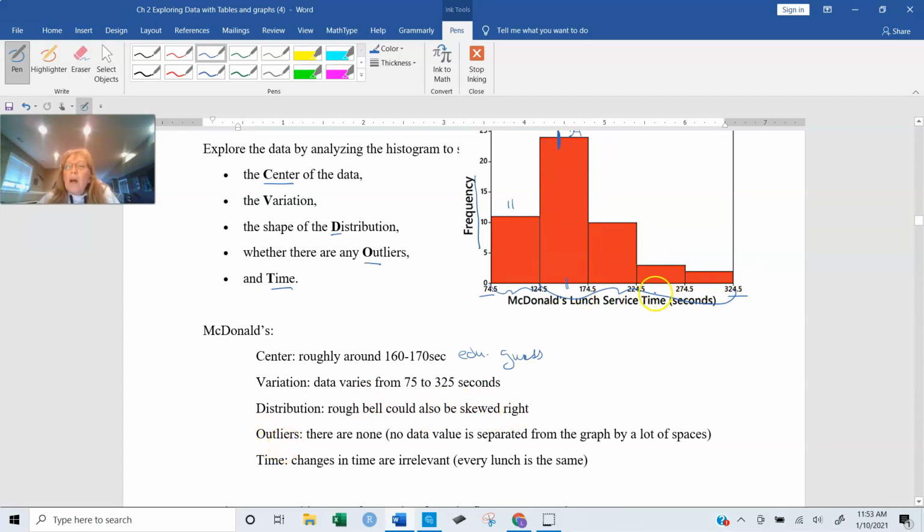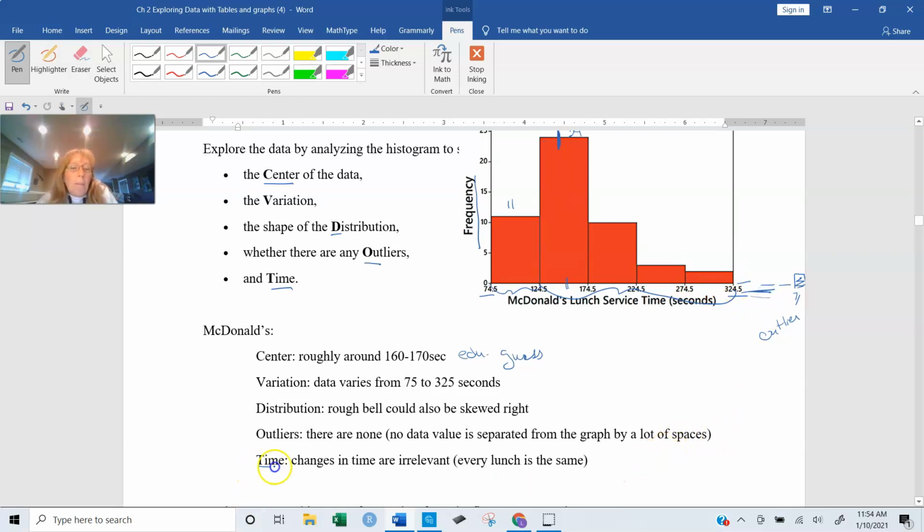Okay, outliers. An outlier, there are none. What that would look like is that it would be blank and blank. There would be no data here. And then all of a sudden, I would have a data value. If I have a data value that's separated by a lot of blanks, this would be our outlier. And we have none. They're all touching. Even if it's only separated by one, that's not necessarily an outlier. But when you have a large set of blank data, that's when you get an outlier.